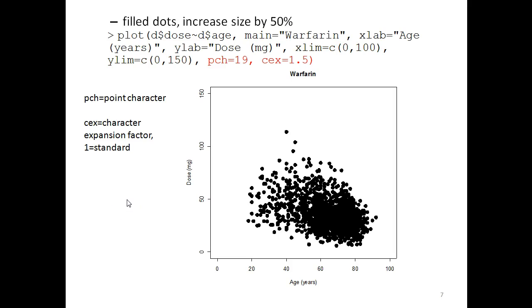Next thing we'll look at is how to change the dots themselves. And here we would like to make them somewhat larger and filled rather than circles. And to make them filled, we use the argument pch, which is short for point character, and then a number. Number 19 is a filled circle. I'll show you all the symbols on the next slide.